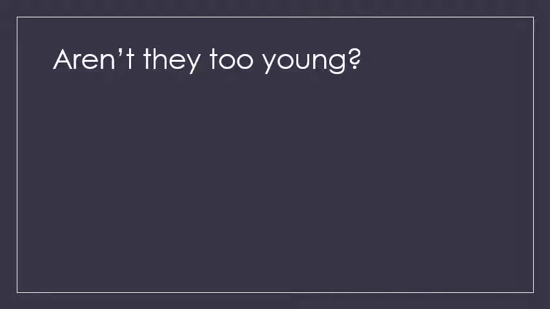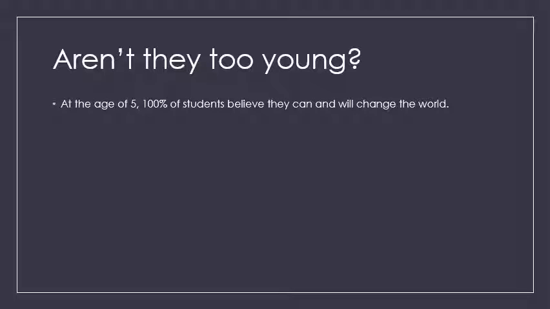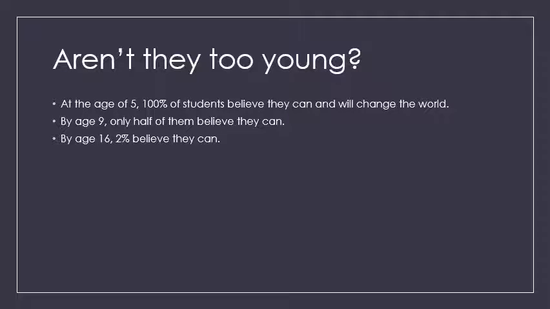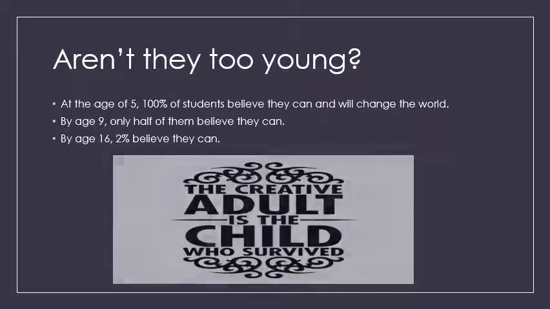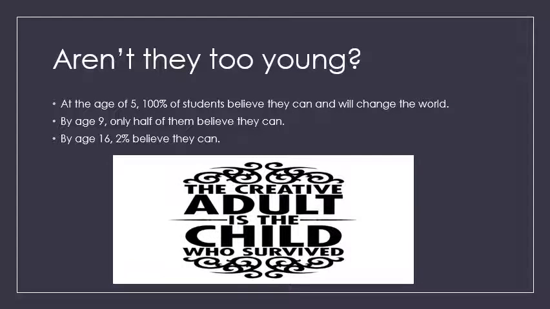Aren't they too young? Could I do this with my first graders? Well, at the age of 5, they say 100% of students believe they can and will change the world. But by the age of 9, only half of them believe they can. And then by age 16, only 2% of students believe they can. As this quote says, the creative adult is the child who survived. So we need to get our children at a young age started with these kinds of projects. You never know what they're going to come up with.